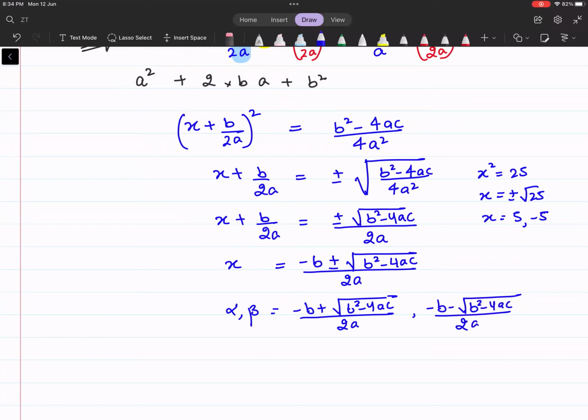This derivation is important because this is also used in finding roots. This is the formula for the roots, and the same method, the same approach, we'll use when we are finding roots by the completing the square method. So I hope this derivation of the formula for the roots of a quadratic equation is clear.